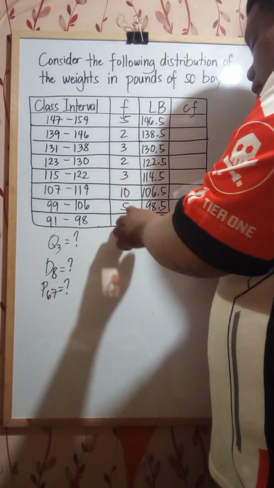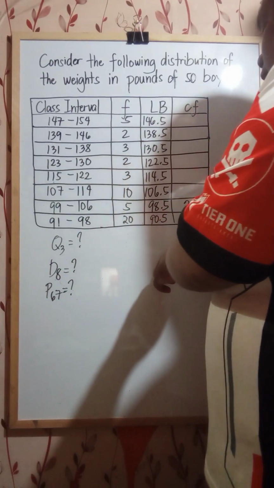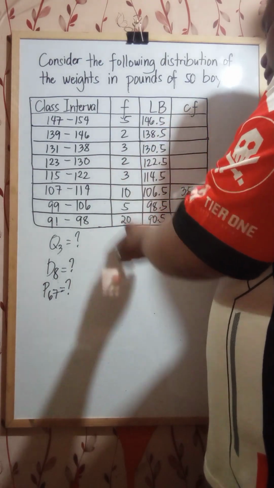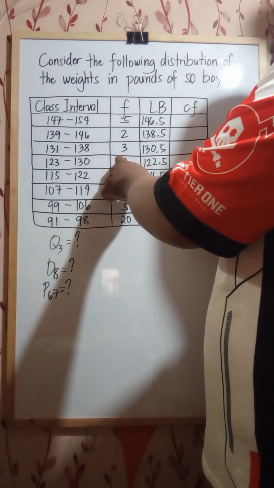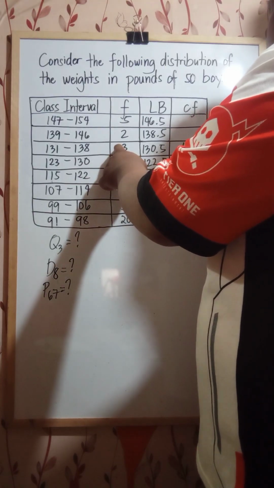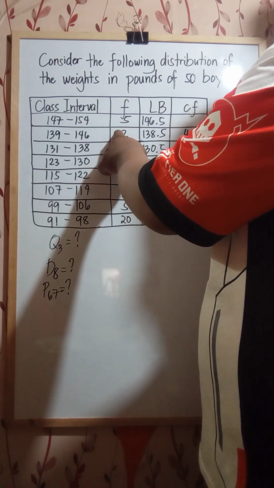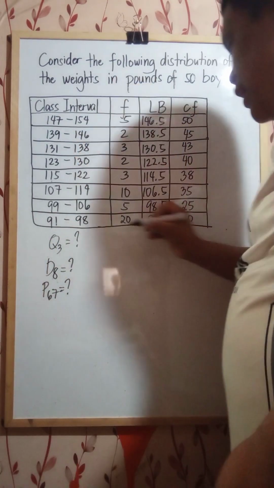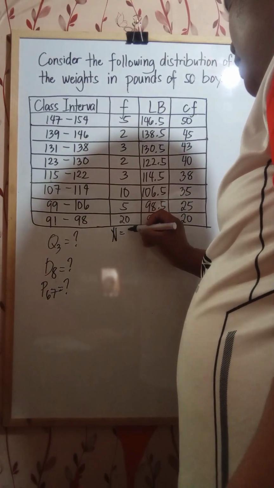After that, plus 5: 20 plus 5 is 25. Then 25 plus 10 is 35. Then 35 plus 3 is 38. Then plus 2 is 40. 40 plus 3 is 43. Then plus 2 is 45. Then lastly, plus 5 is 50. If you add everything, N or the total frequency equals 50.